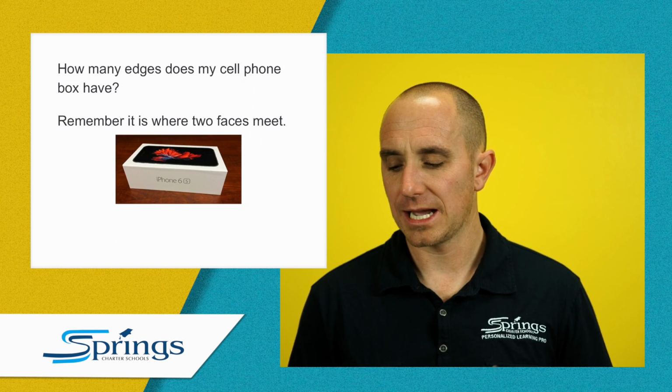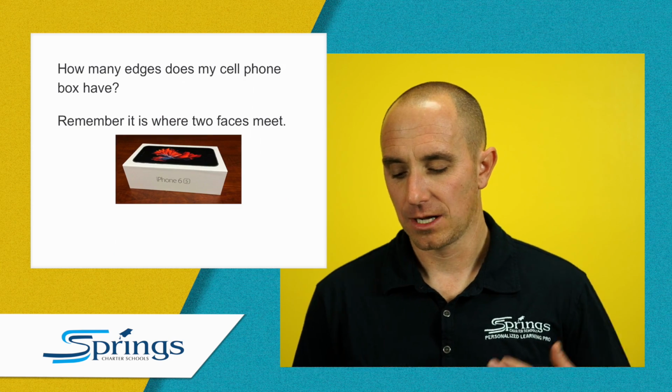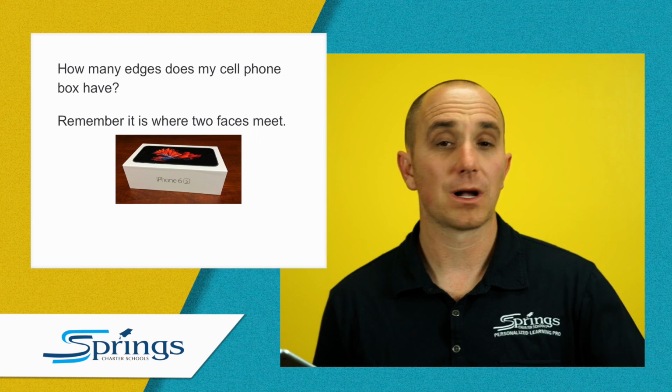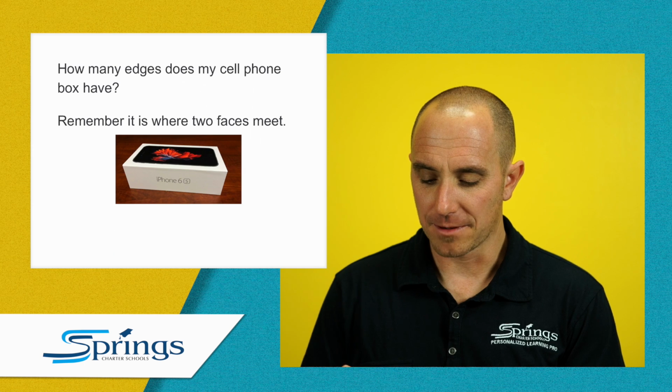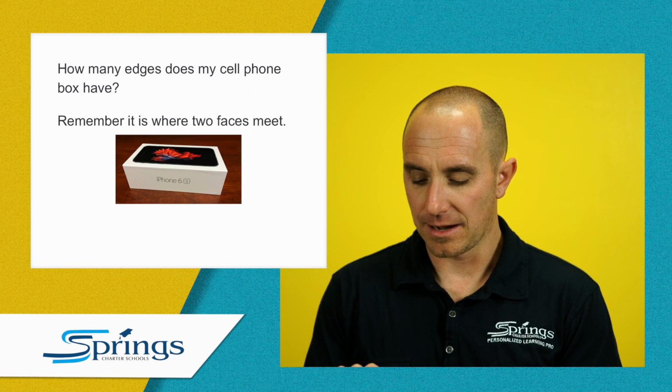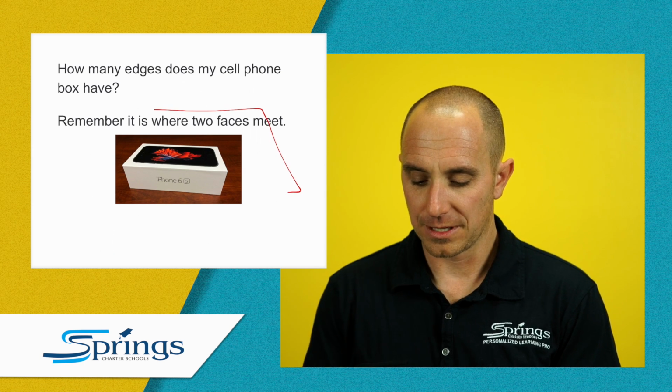Okay, so how many edges does my cell phone box have? Well, a good way to do this is just using some common sense and even basic multiplication. So if I think about the top of it, I have 1, 2, 3, and 4.